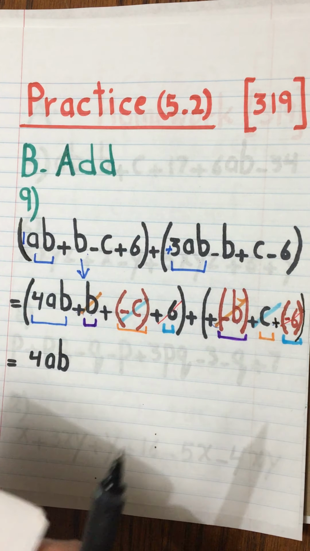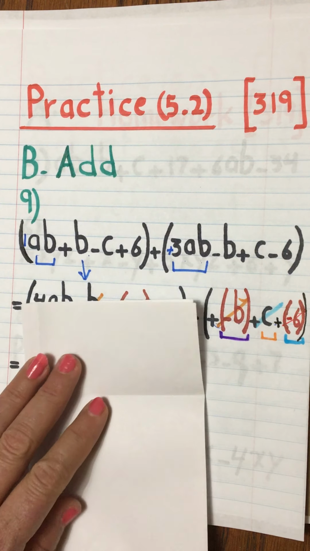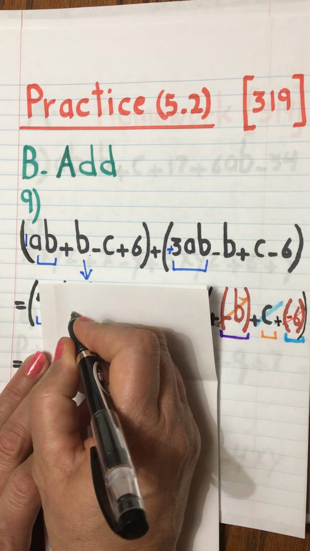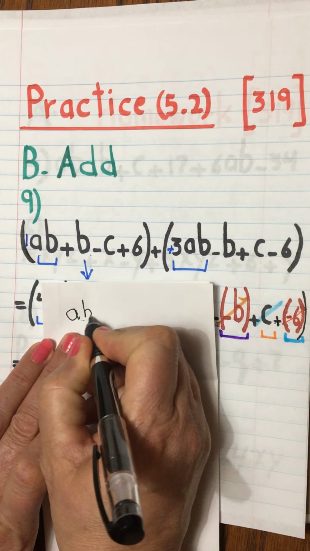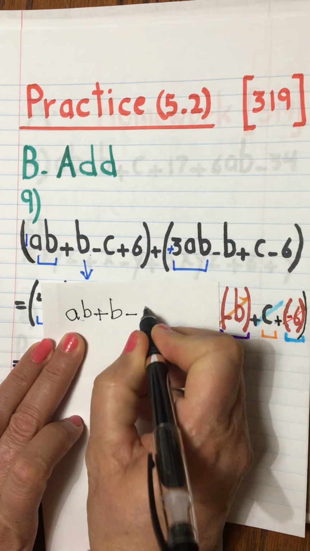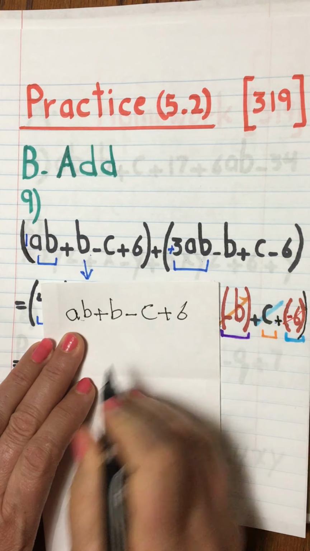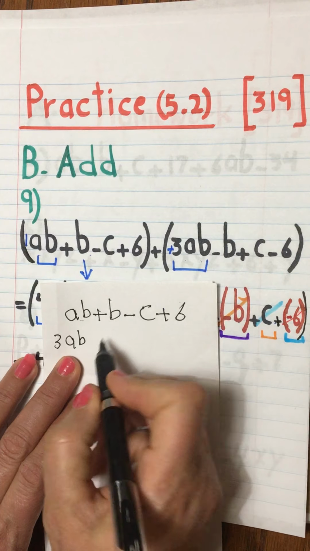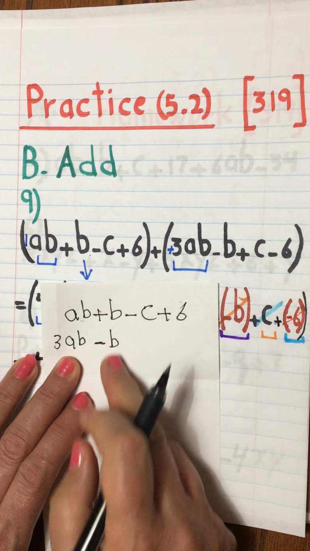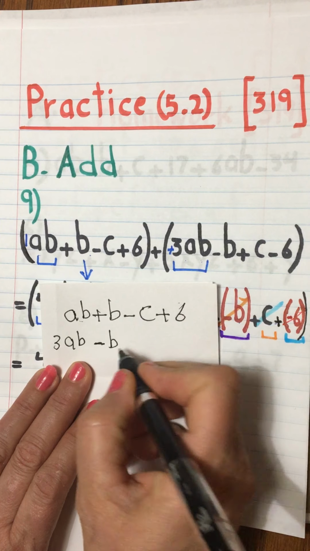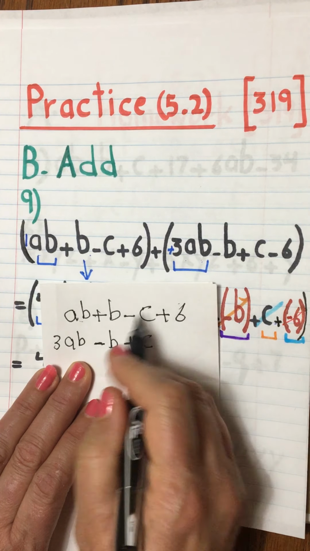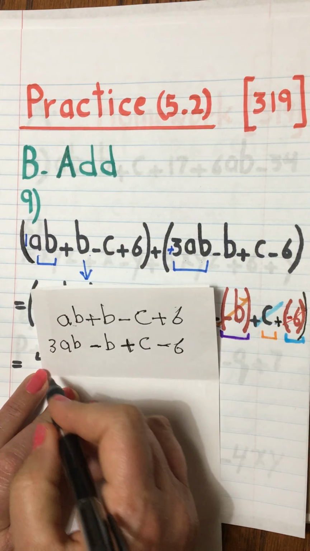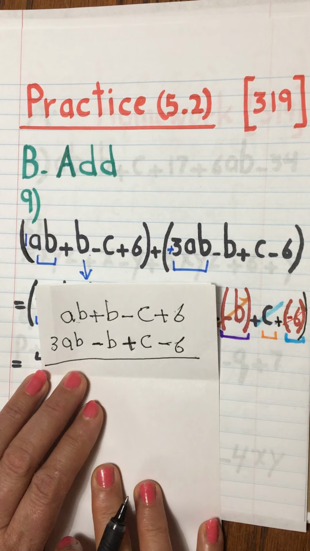Or guys, you can do it this way. So I'm going to write AB plus B minus C plus 6. And I have 3AB minus B under this term because they are like terms. And positive C or plus C under minus C. And minus 6 under 6 because these are like terms.